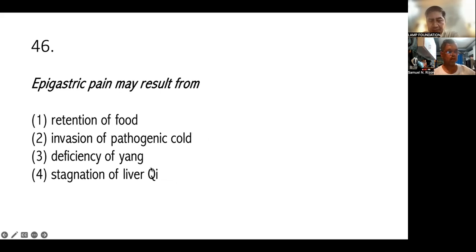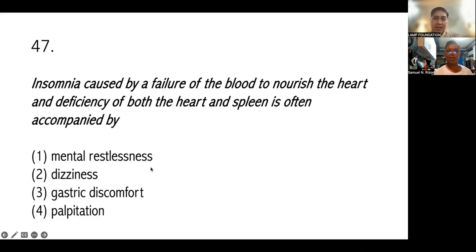Number 46. Epigastric pain may result from retention of food, invasion of cold, stomach yang, stagnation of liver Qi. Lahat po ito, Doc, pwede mag-cause ng epigastric pain. So the answer is letter B. Pag hindi ka natutunawan, masakit ang tiyan. Nalamigan, masakit ang tiyan. Yeah, lahat. Okay. All. Letter E.